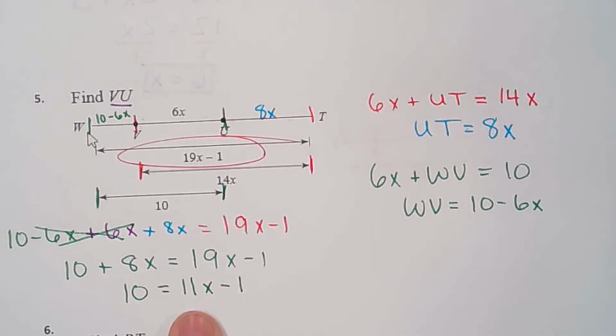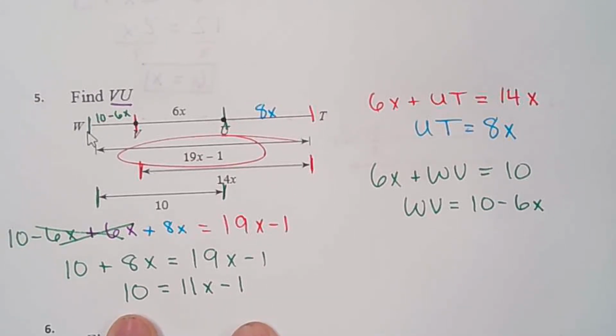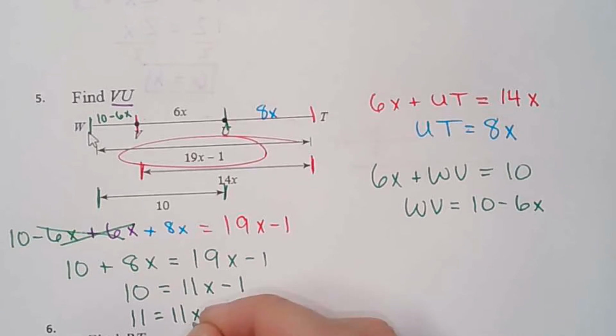We can divide by the 11 now. Again, you're free to do whatever you want. But let's save that for last because then we're going to get fractions, and I'd rather not. So let's just move the 1. How do we move the negative 1? We add it. Very good. So we get 11 equals 11x. And we waited, and look, it paid off.